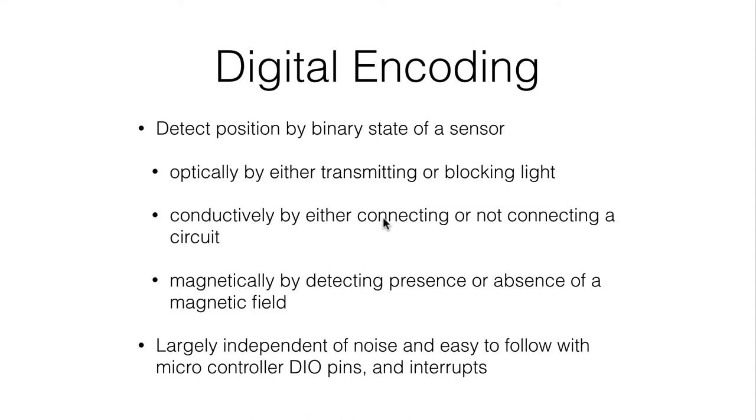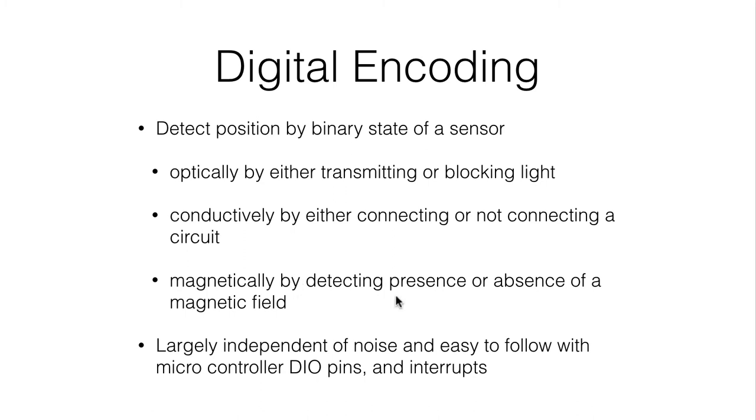We could do it conductively by either connecting or not connecting a circuit. Now that would require some kind of mechanical contact usually, and that's a wear problem. Or we could do it magnetically by detecting the presence or absence of a magnetic field. Optically or magnetically are going to be the preferred approaches because we don't need any physical contact, so we can make these devices really fast and really low wear so that we can have a whole lot of cycles in our measurements.